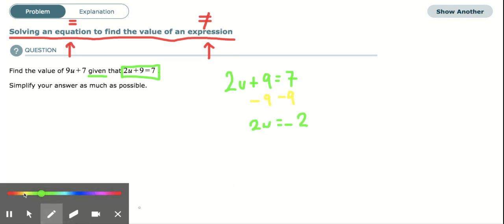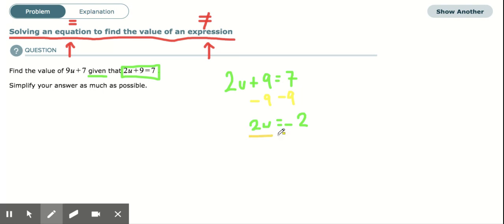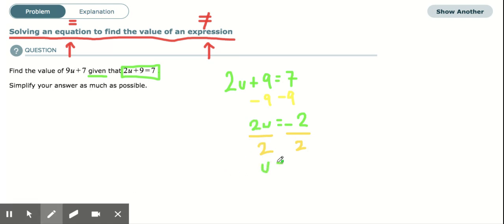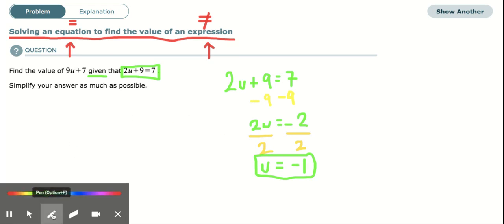Or you could see how we could get that by doing the opposite to both sides. Since this is 2 times u, we're going to divide by 2. 2 divided by 2, those cancel out, and now you've isolated the u variable. u equals negative 2 divided by 2, which is negative 1. So what we figured out is that when we're given this equation, we can solve for u, and we can use that in this expression. So u equals negative 1. Now we can find the value of 9u plus 7, or 9 times u plus 7.